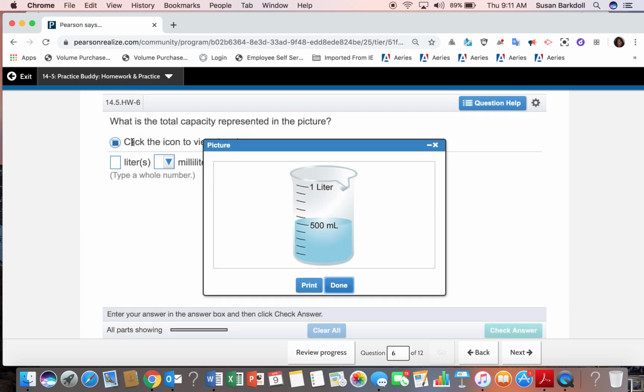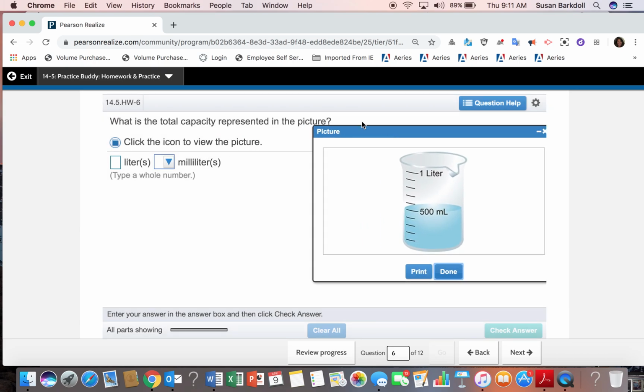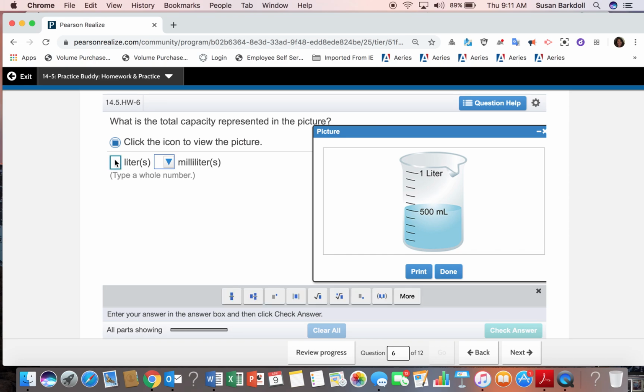Click on the icon to view the picture. Okay, that one is pretty easy. There are 0 liters. Let's look at our choices here. 0, it would be empty of any blue water. 600 would be above that line. 200 would be way down here. So the correct answer is 500 milliliters.